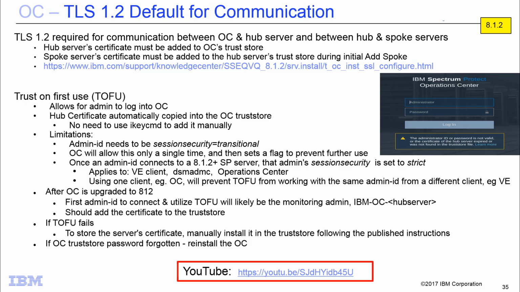Okay, so in summary, Spectrum Protect 8.1.2 has upgraded a lot of security features, whether it is the utilization of TLS 1.2 as our default for communication, whether it's how we're storing different passwords, or whether it's how we generate the encryption key for the Spectrum Protect server.